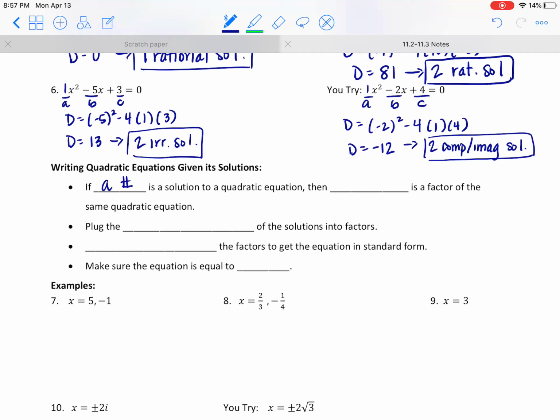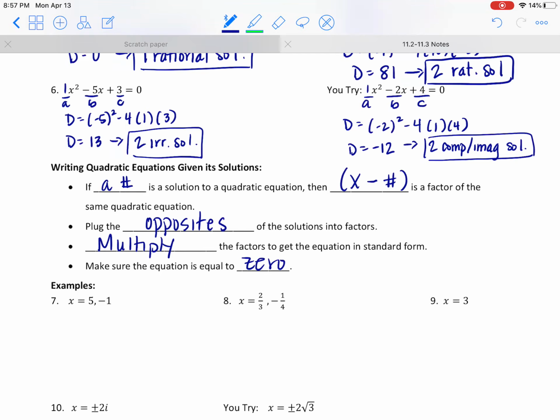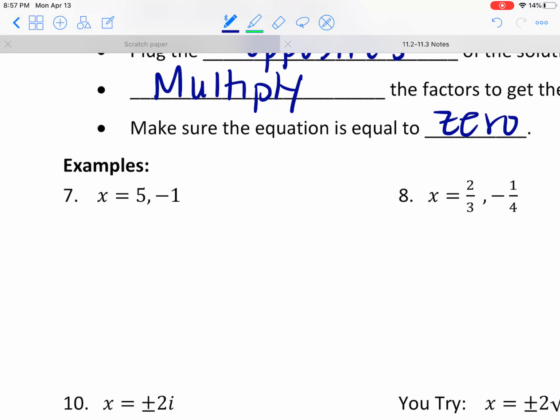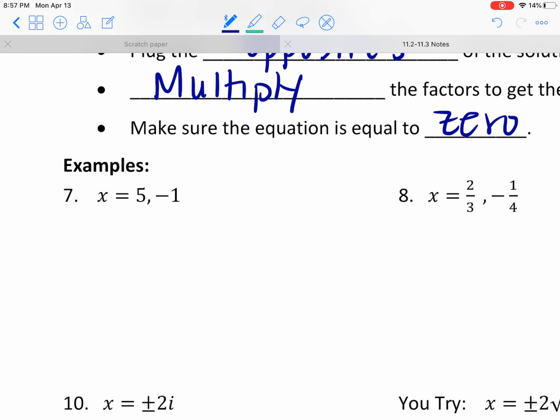Here's the gist. If some number is a solution to a quadratic, then x minus that number is a factor, right? So it's the opposite of the number that goes in the factor. So you're going to plug the opposites of the solutions into factors, and then you're going to multiply the factors to get your standard form of your equation. Just make sure that you have the whole thing equal to 0, otherwise it technically isn't an equation with any solutions, okay?